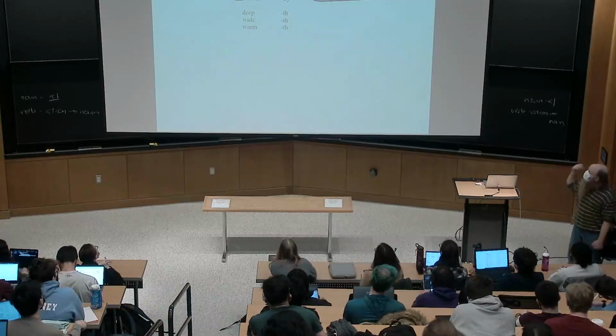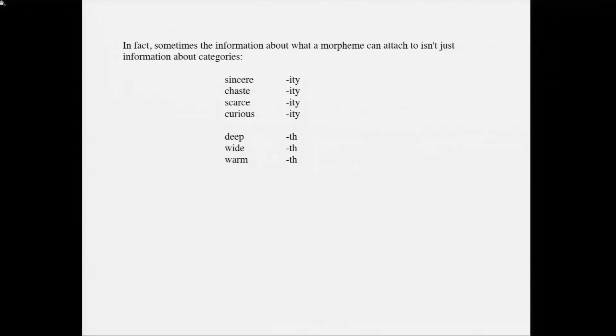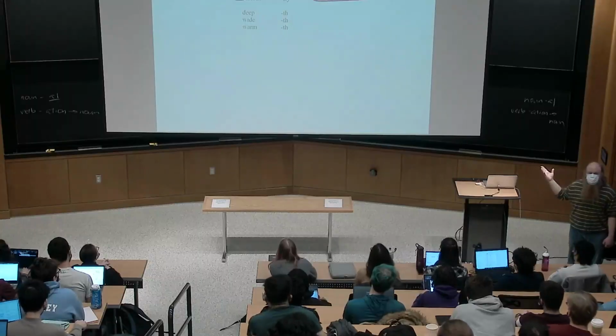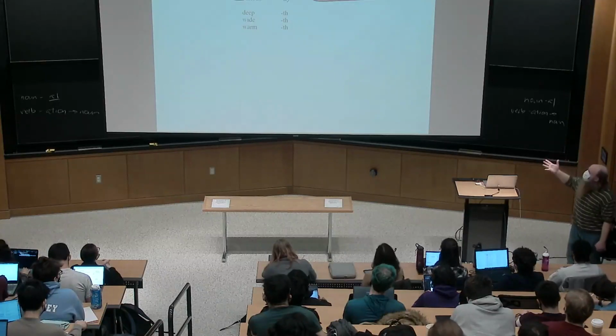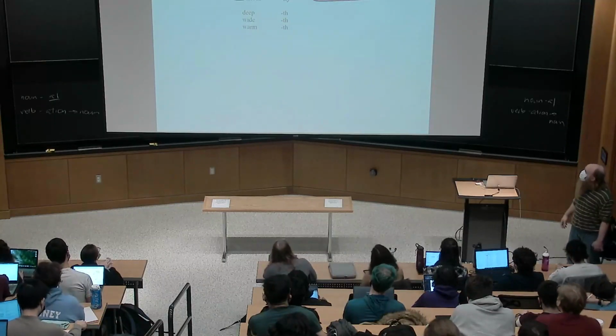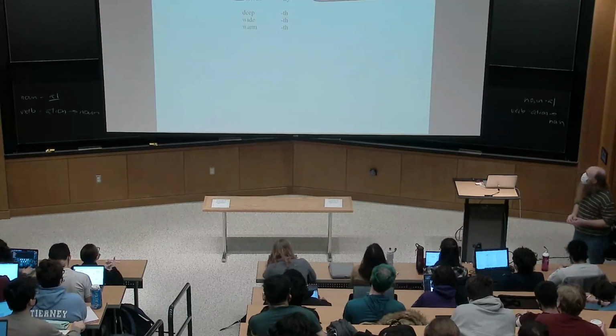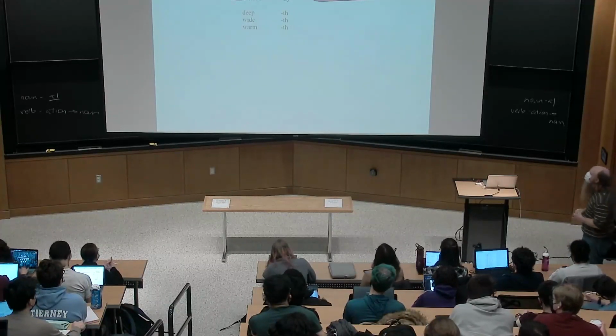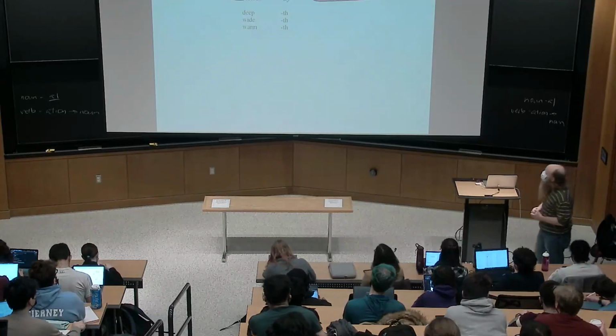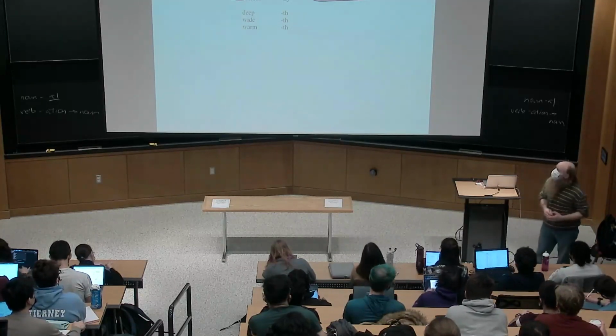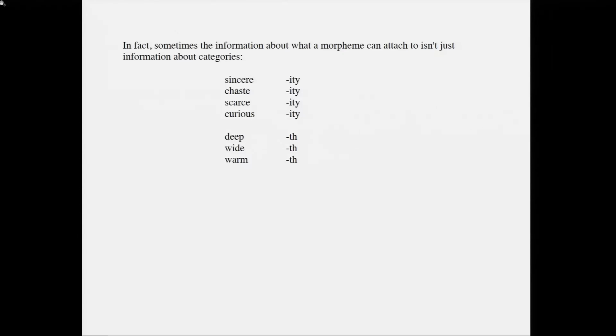When you add -th to deep, you get depth. Or when you add -th to wide, you get width. So -th is attaching to an adjective, and what is it creating? A noun. So here we have two suffixes that both seem to do the same thing. They both attach to adjectives and create nouns. But we're going to have to say something else, right? Because you cannot say deepity, right? Or sincereth. Those are not words.